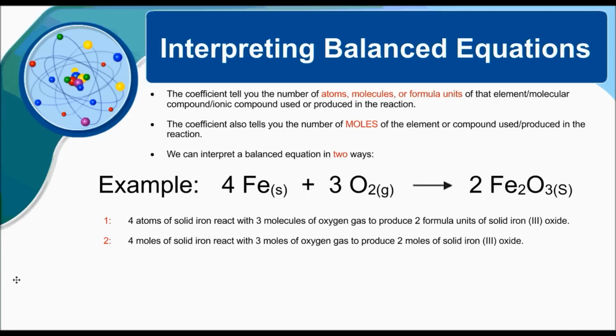Another way that you can interpret this is in the mole form. So these coefficients also stand for how many moles of the substance you have. We call this the mole ratio, and that'll be more important to you when we get to stoichiometry, but it's good that you understand it now. So you can also read this as 4 moles of solid iron reacts with 3 moles of oxygen gas to produce 2 moles of solid iron 3 oxide.